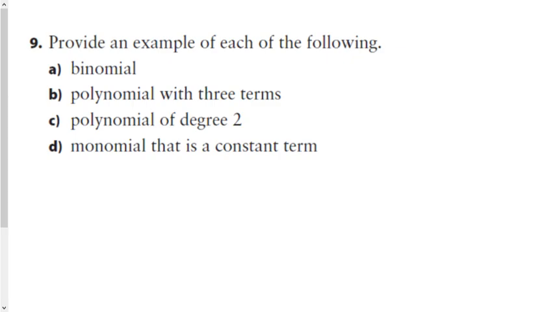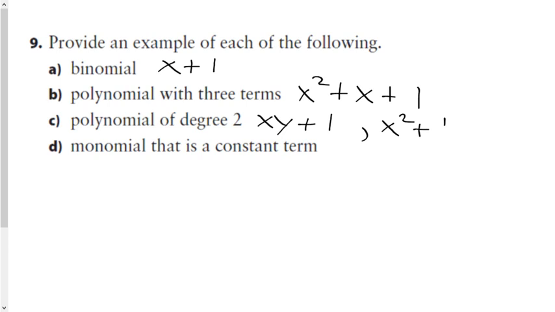Question 9, provide an example of each of the following, a binomial. Obviously, the easiest one would be just x plus 1. That's one of the most common binomials, but you could have infinite number. A polynomial with 3 terms, the most common would probably be this one. A polynomial with a degree of 2, that's one. Degree of 2, sorry.